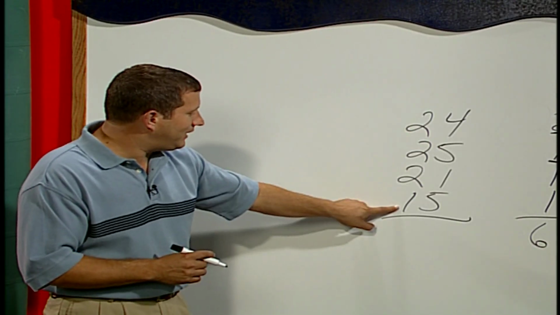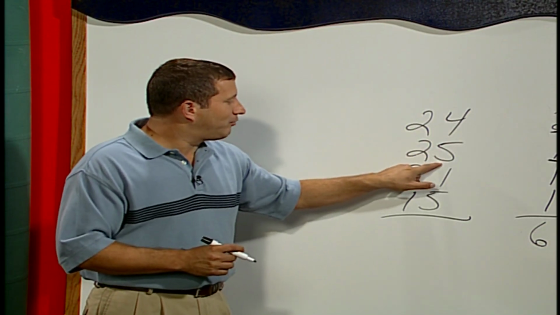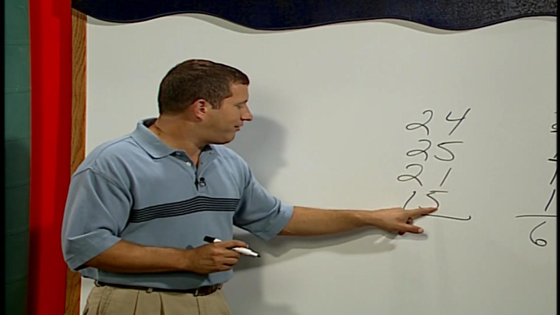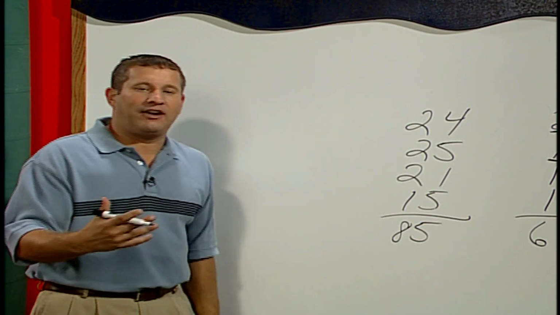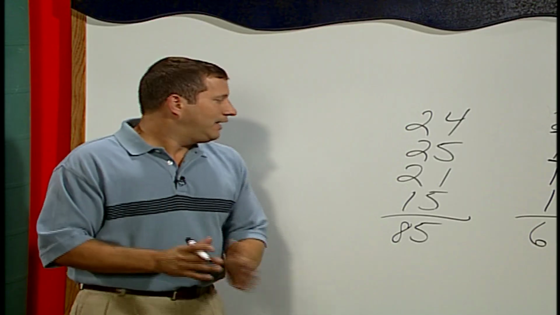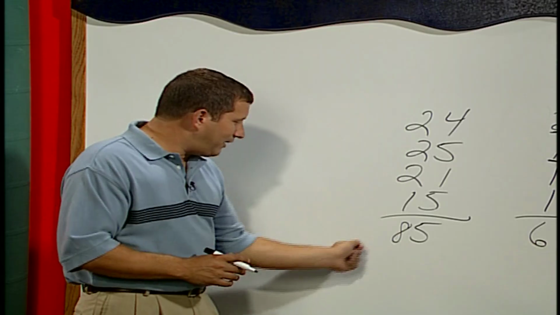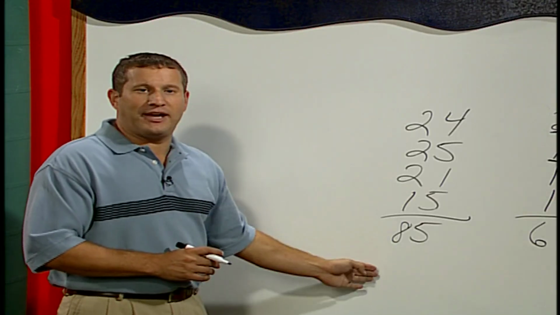So what's 70 plus 4? 74. 5 more is 79. 1 more is 80. And 5 more gives us 85. No more carrying. And what this allows you to do is not only just look at a column of numbers and get the answer and just write the answer down without doing all the carrying and stuff, but it also helps you with your estimation skills.